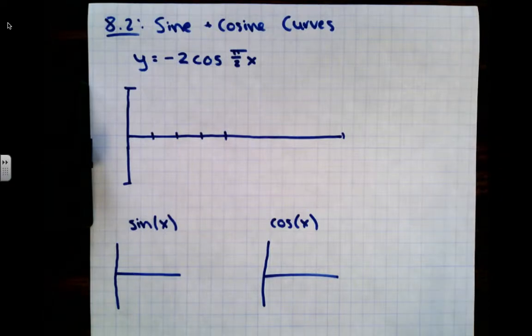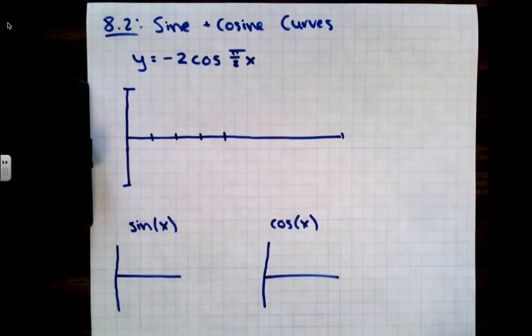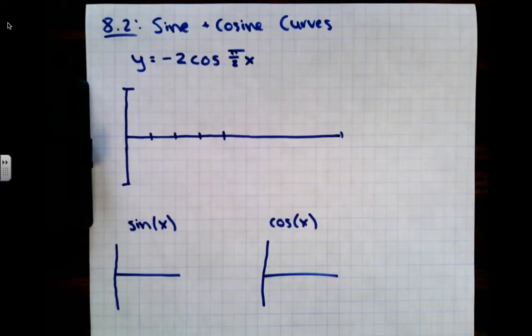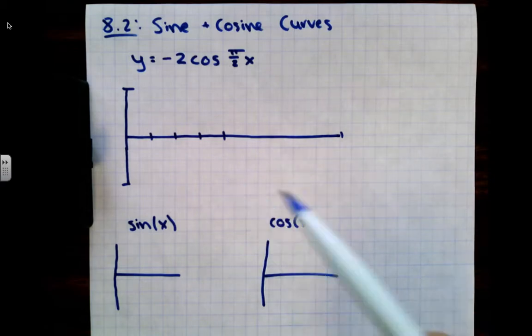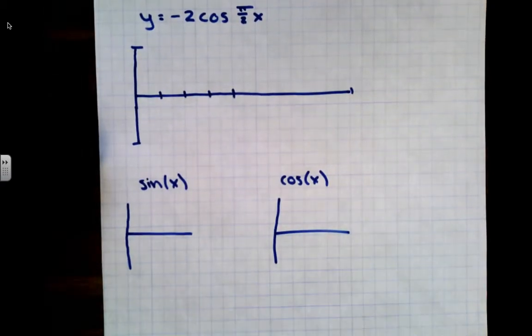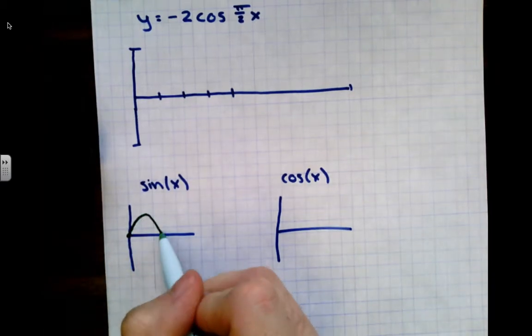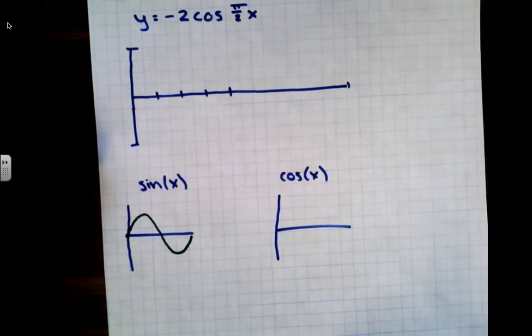So what we're going to take a look at today is graphing sine and cosine curves. What we have here is y equals -2 times cosine of pi over 2 times x. And just before we even get to that, it's important to understand what our basic sine and cosine curves are going to look like, and just really understanding where the critical values are for each of these.